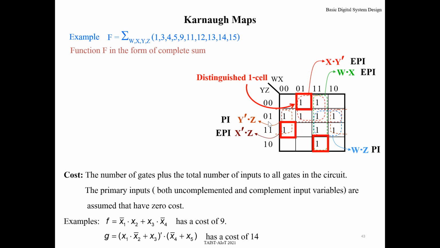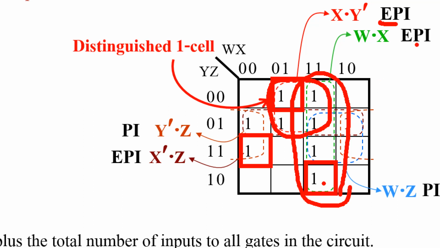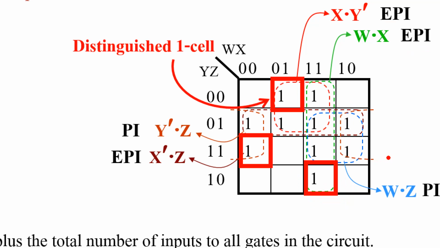For the example, this cell is a distinguished one cell because it is covered by only one prime implicant. This one also. So to complete the function, if we want to find the minimal sum, of course you must select this one. This one is an essential prime implicant. You must cover all one cells. That means you must select this one also. It's an essential prime implicant. This one also. That's all.